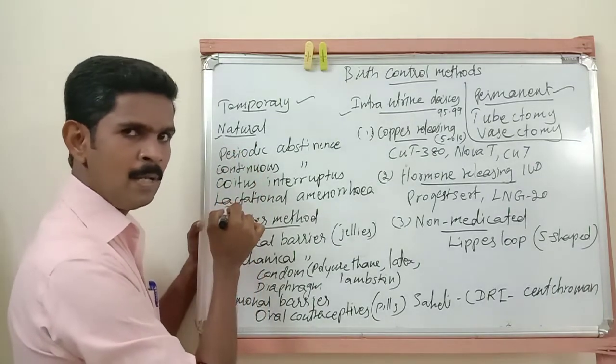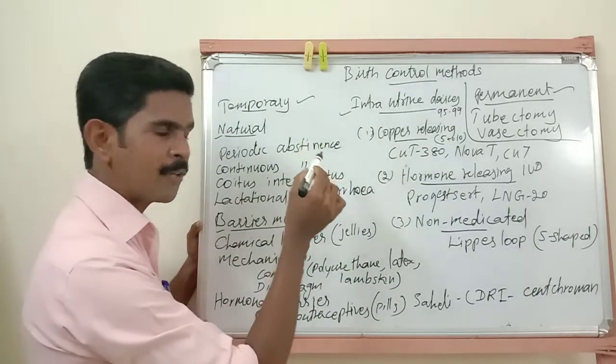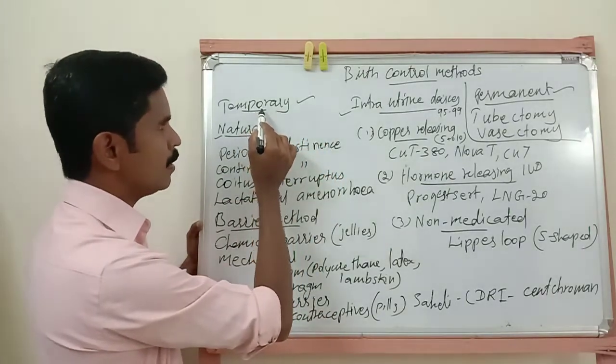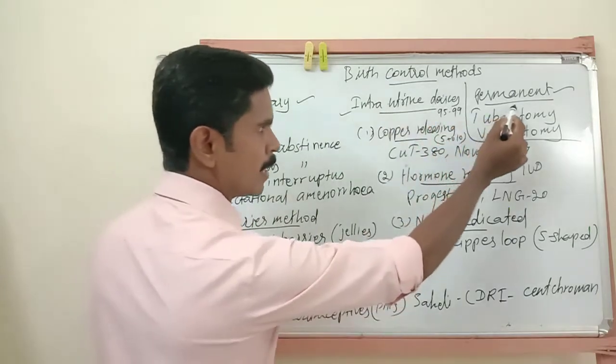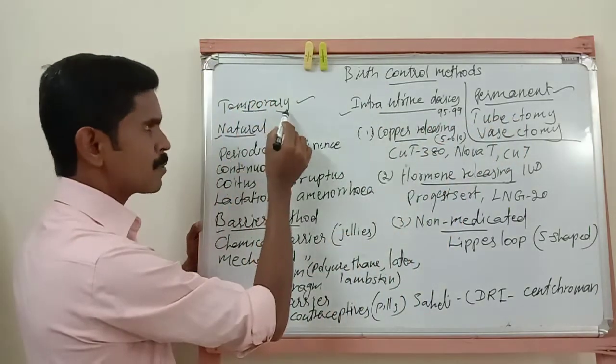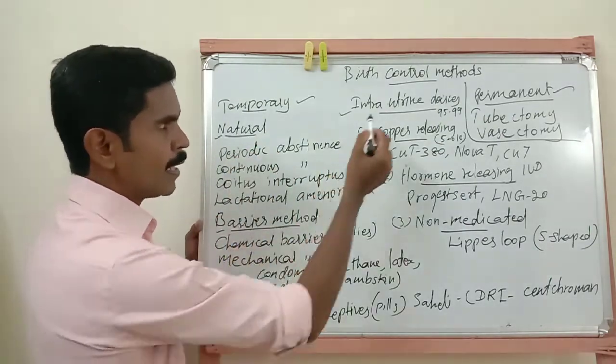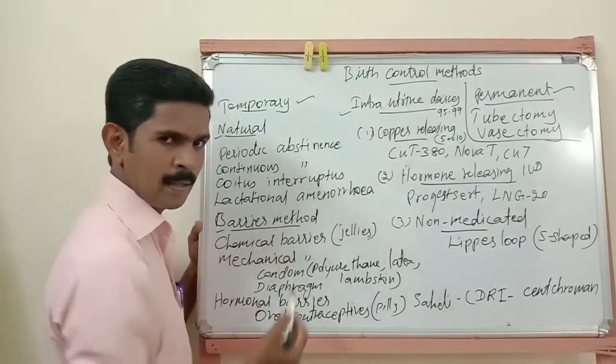Again classified into 4 types. Listen very carefully. The birth control methods are classified into 2 major groups. One is temporary birth control method and the second one is permanent birth control method. Then there are different types of temporary birth control methods. They are natural method, barrier method and intrauterine device method.